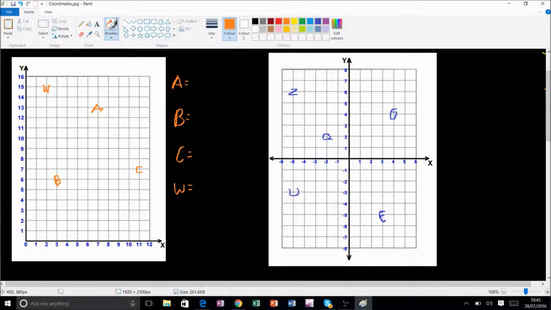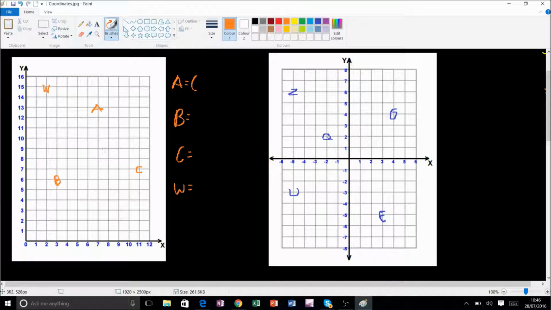Okay, so first thing first, when looking at coordinates, you always write down your x coordinate first and then your y second. Okay, so your x, as we see down here, is on the horizontal axis and the y is on the vertical axis. So we always write down what our x coordinate is first.